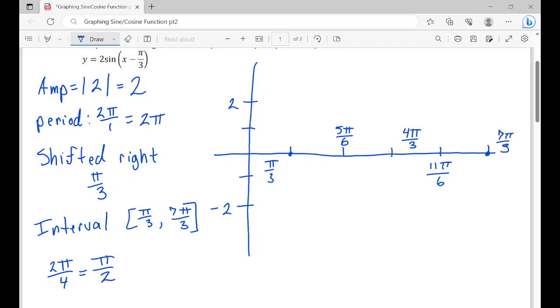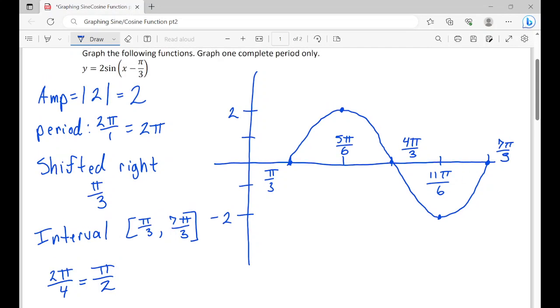So I know this is going to go up, down, and then back up again. So this is a starting point, which makes this its highest point. This is where it's going to cross the x-axis. This will be where its lowest point is, and this is where it ends. So just going to draw the sine wave up, down, and then back up again. And there is the graph of this sine function for one period.